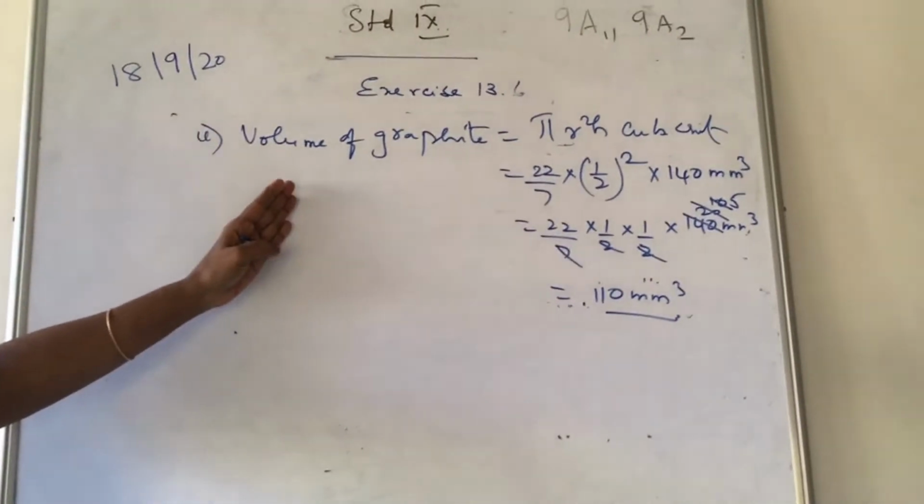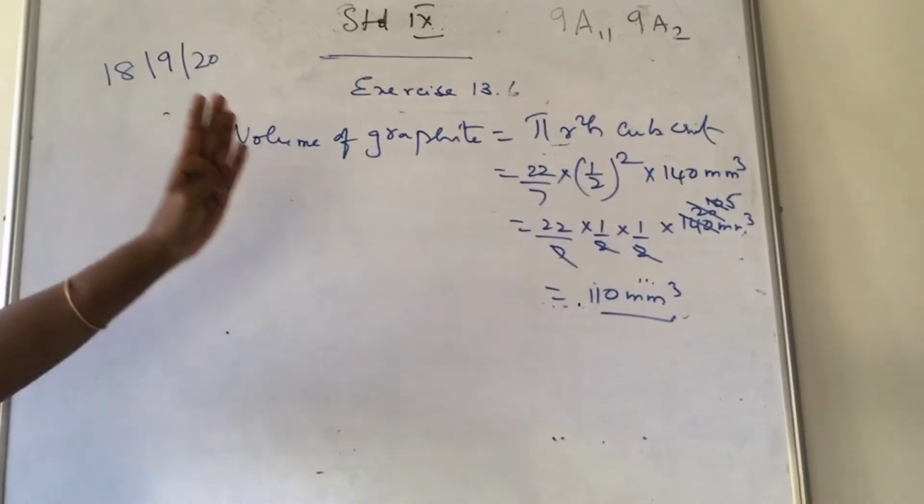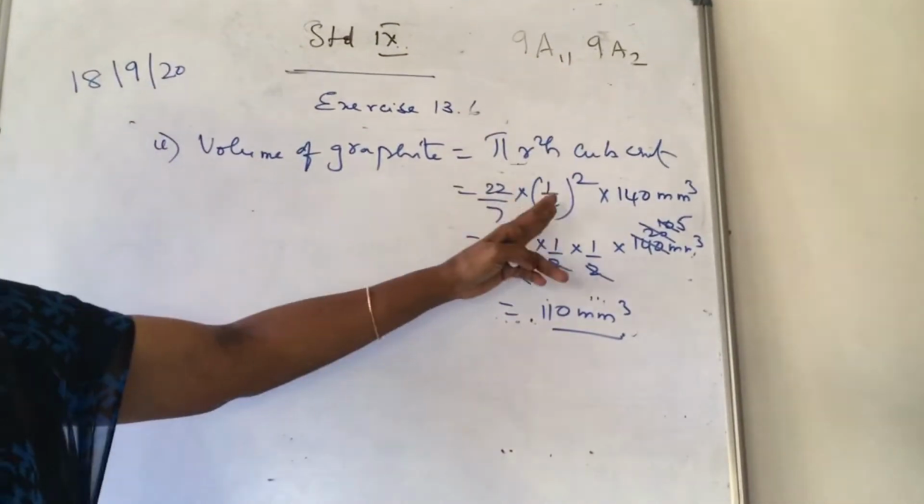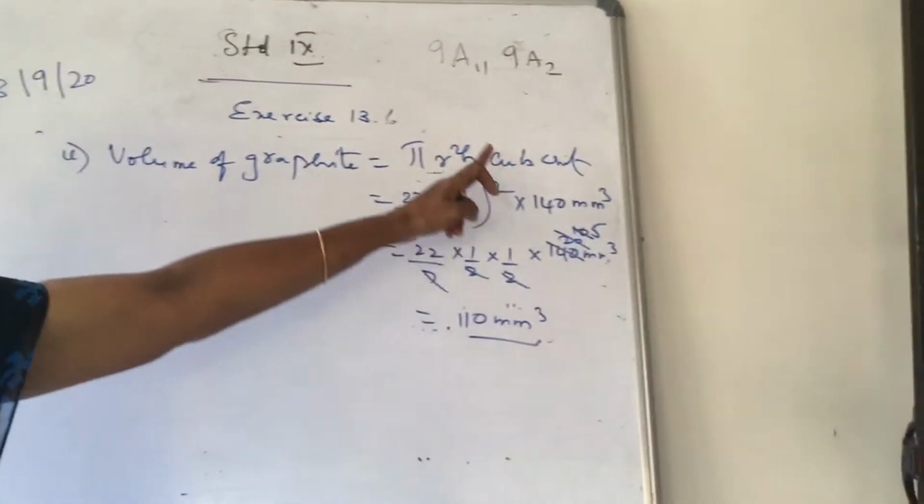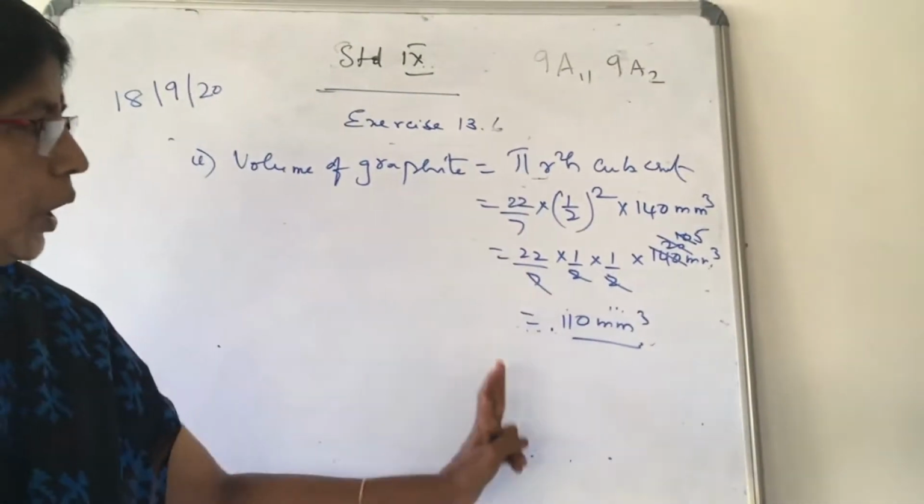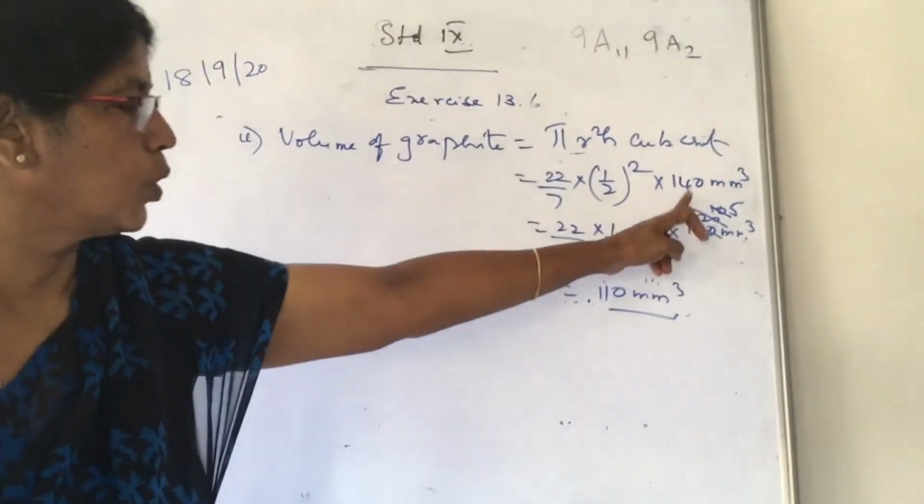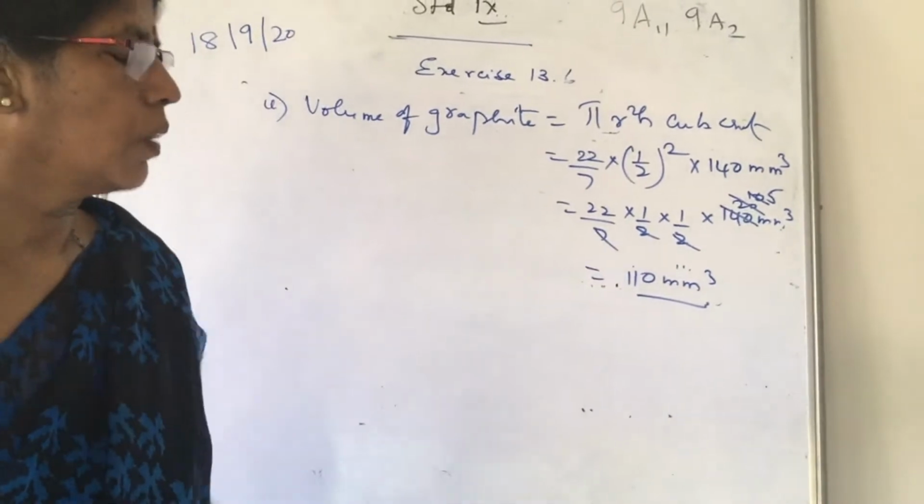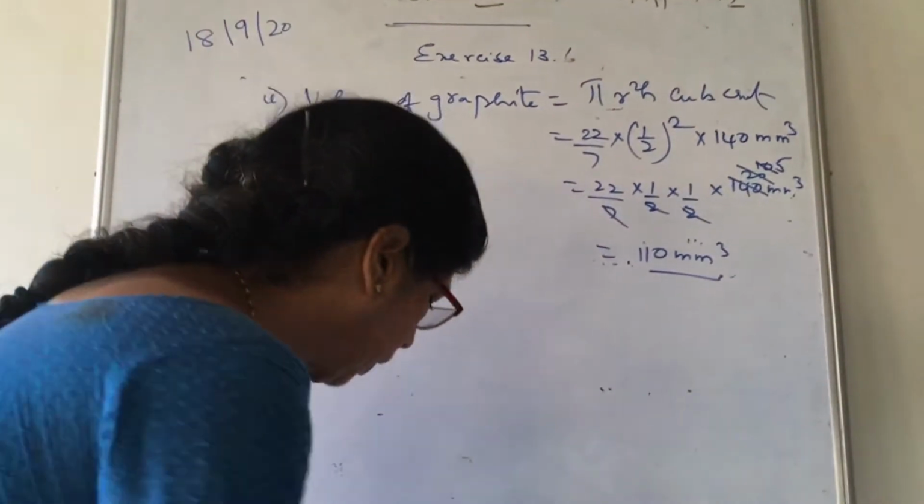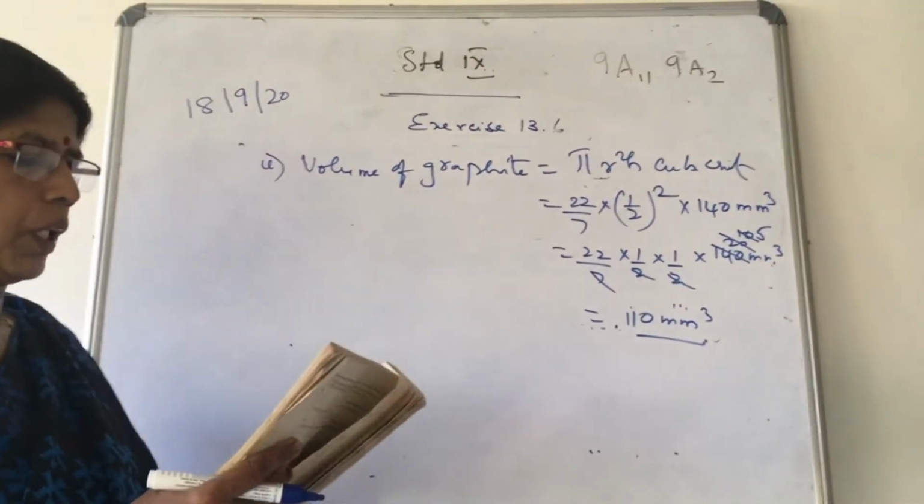Volume of the graphite. Graphite is inside. Its radius is 1 by 2. Square, how many times? 2 times. And the height? 140. Cancel. 7 goes 20 times. 2 into 2, 4. 4 divides 5 times. That is 110 millimeters cube, the volume of the graphite.